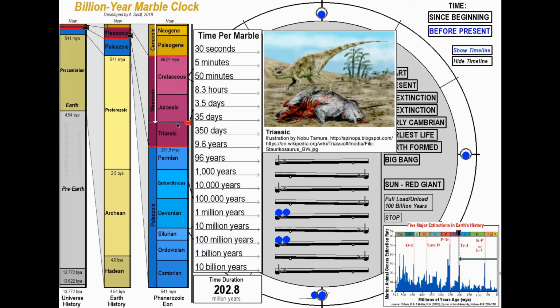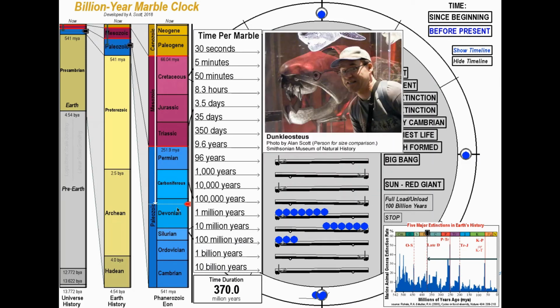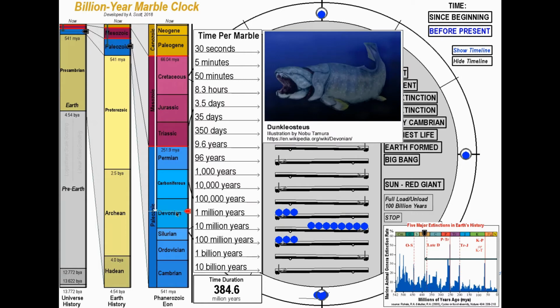As we scroll down, illustrations of life from that time appear. Here's a picture of myself with a reconstructed Dunkleosteus, an armored fish that was quite large and lived during the late Devonian. It grew to about 6 meters long.